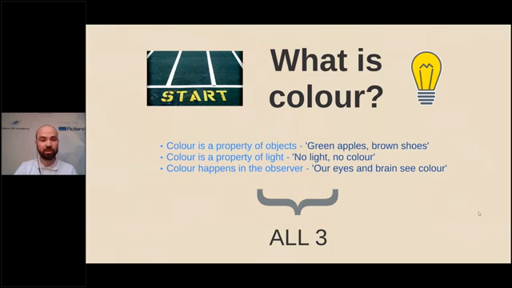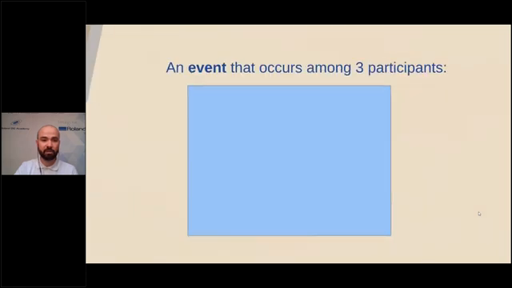When we have all three of these, that's when we have what we would call color. So it's an event that occurs among three participants. If we have a light source, and then we have an object, and the light reflects off that object, and the human eye reads that light, that's what we as humans understand as being color.